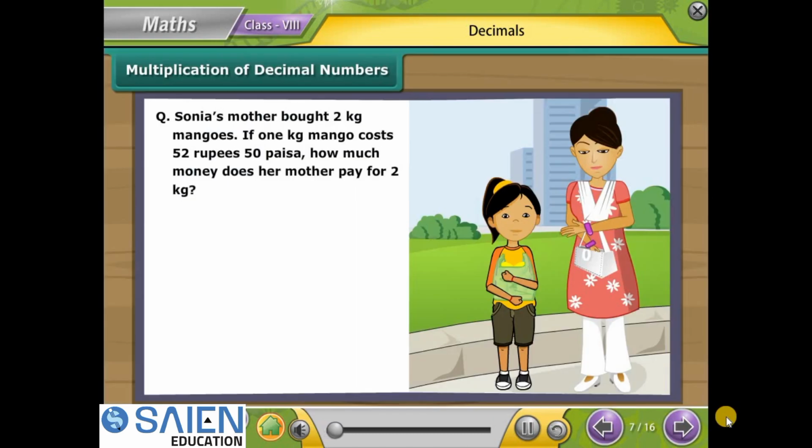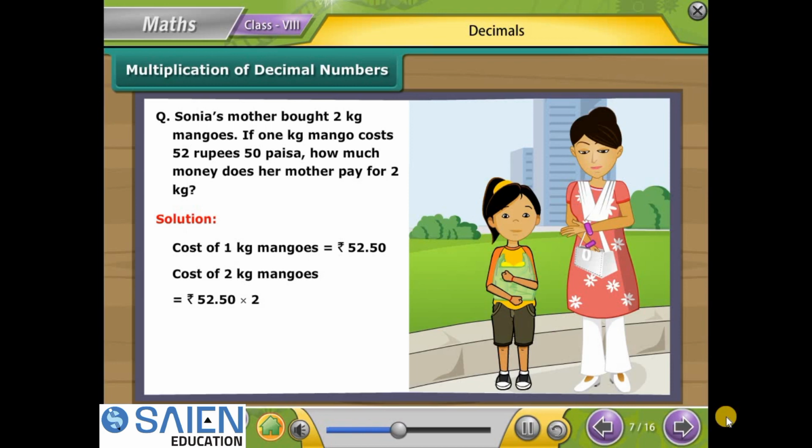We will practice a word problem based on the multiplication of decimal numbers. The cost of 1 kilogram mangoes is equal to 52 rupees 50 paisa. The cost of 2 kg mangoes is equal to 52.50 multiplied by 2 rupees. Multiplying the numbers, we get 10,500.